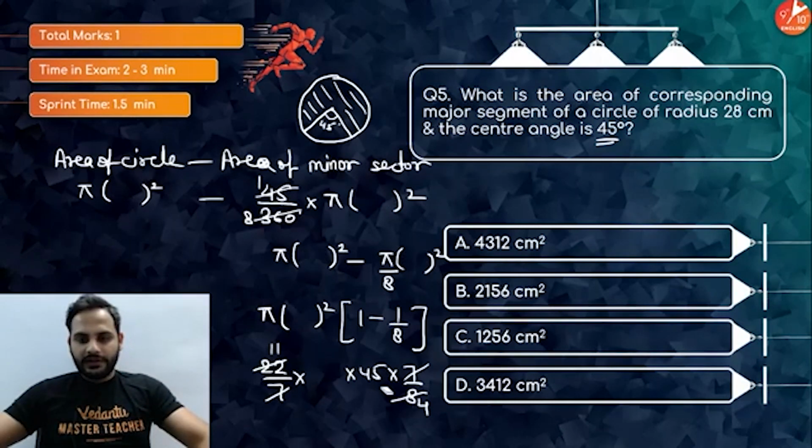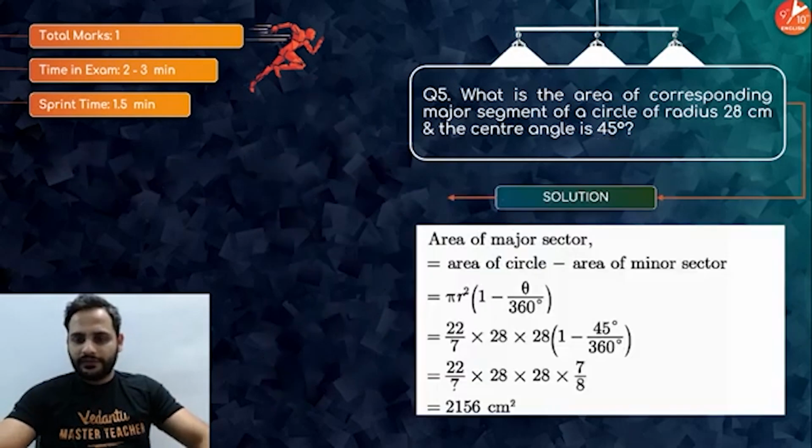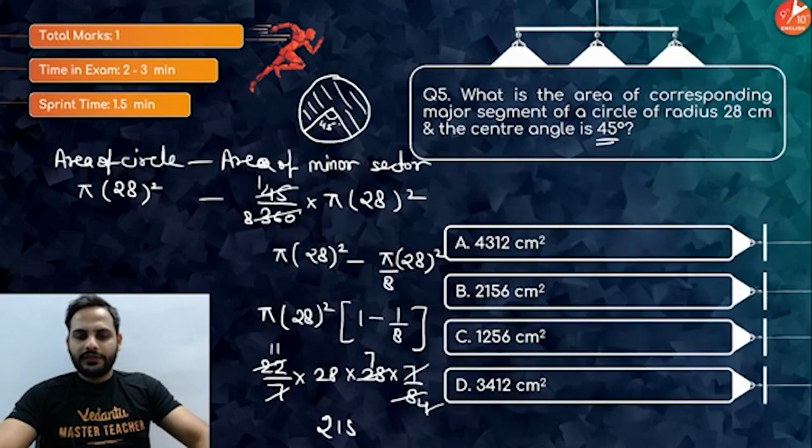It is 28. ठीक है, 28 आया है. चलो, let's replace the value with 28. 28 square, so it will be 28 into 28. Now I can clearly say 4 ones are 4, 7 sevens are 1, right? So 11 into 28 into 7, if you solve it, at the end what will we get? 2156. ठीक है, 2156 centimeter square. All right, clear है?